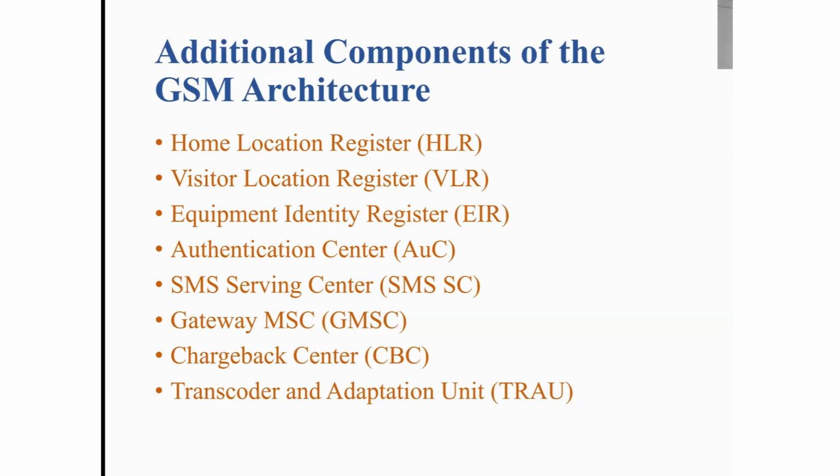The last one is the gateway MSC. If you want to make a connection between one MSC and another MSC, we have to go through the gateway MSC. It is like a central control that connects multiple MSCs. The chargeback center helps us forward the data. The transcoder and adaptation unit handles encryption and decryption: it encrypts the data, and at the receiver side it helps decrypt the data, mainly for security reasons.